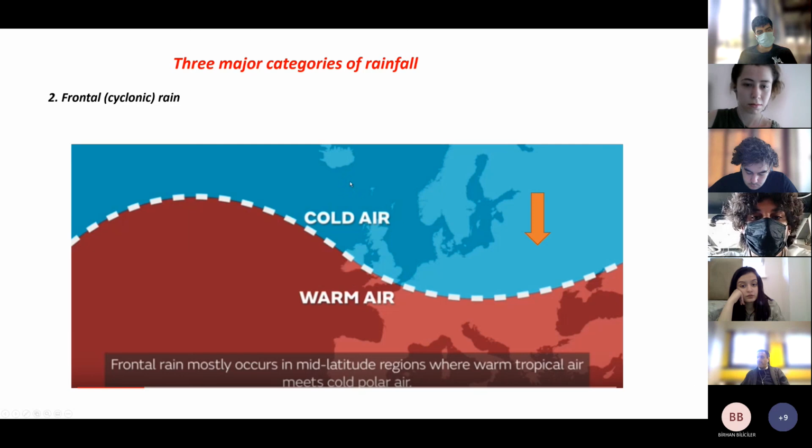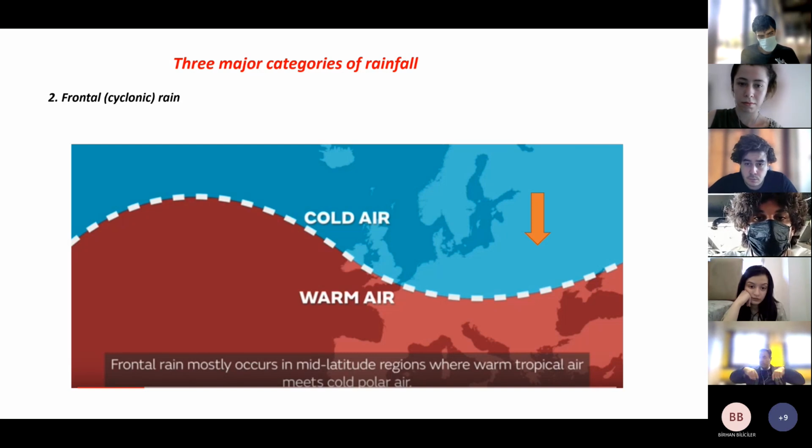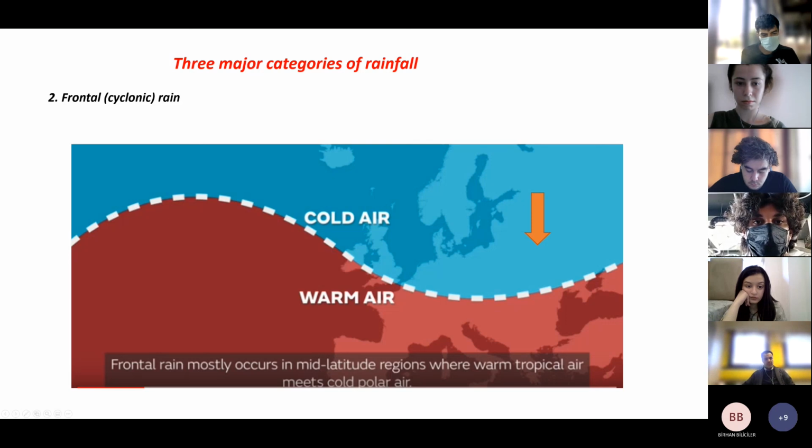Let's see this figure. For example, this is a plan of the Earth. You are looking from up to down, okay? And you see that cold air, this is a cold air zone, from the high latitudes gets closer to the middle latitudes, okay? And due to the motion, one of them should replace the other one.